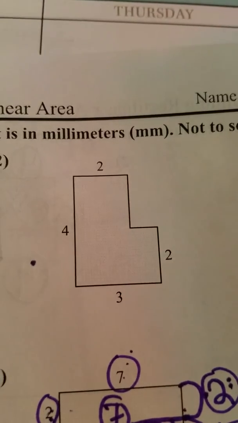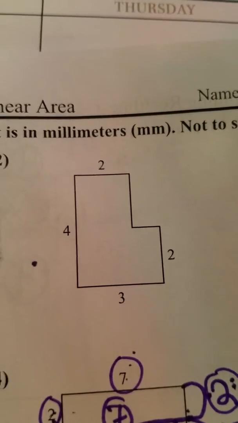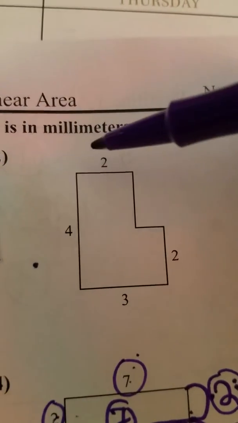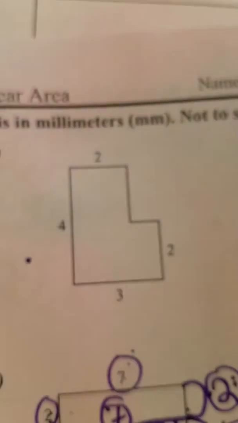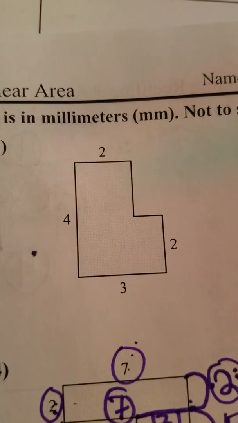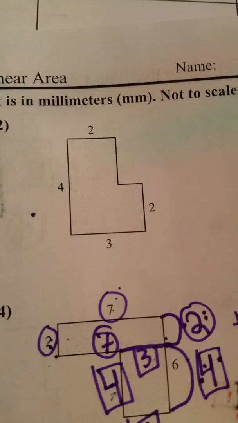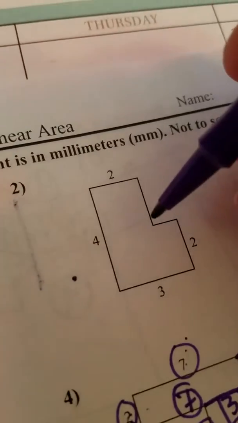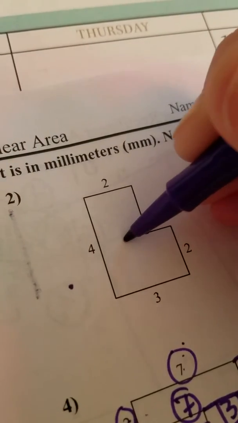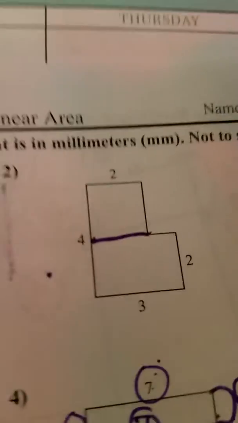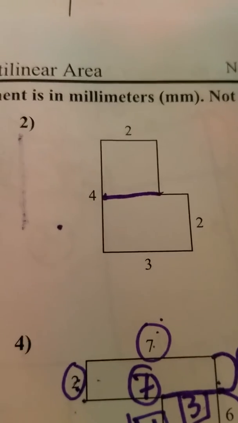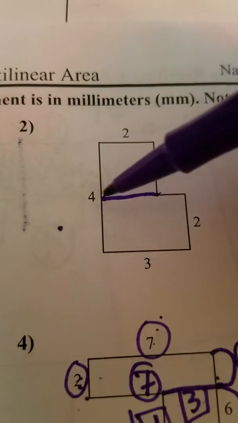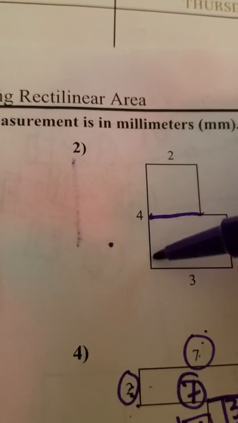All right, so for tonight's homework, we are finding the area of irregular shapes. So here's my shape. I've got a 2, a 2, a 3, and a 4. So the first thing I have to do is separate this into two separate shapes. And so I am going to kind of extend this line here and break it off into two separate shapes. So now I have one shape here, and then I have another one here.